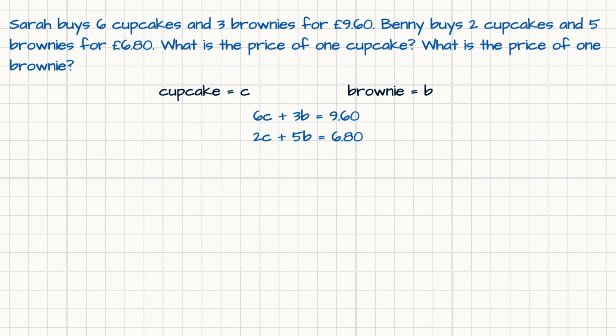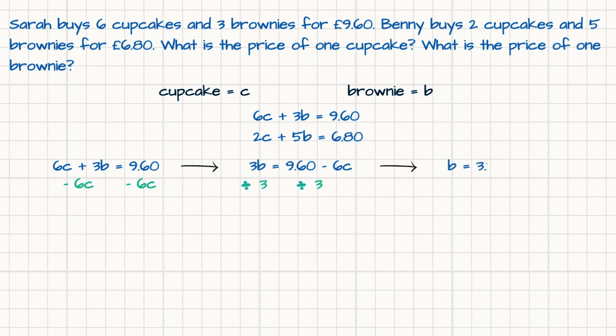Let's take the first equation and rearrange so that we have B on its own. We have 6C plus 3B equals 9.60. If we subtract 6C from both sides, we have 3B equals 9.60 minus 6C. And dividing both sides by 3 gives us B equals 3.20 minus 2C.